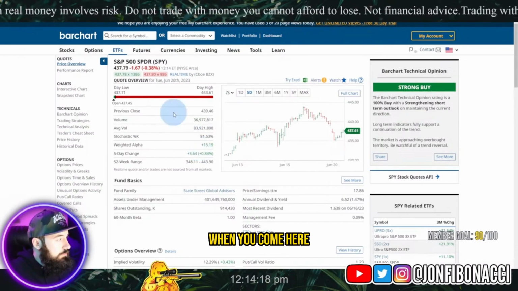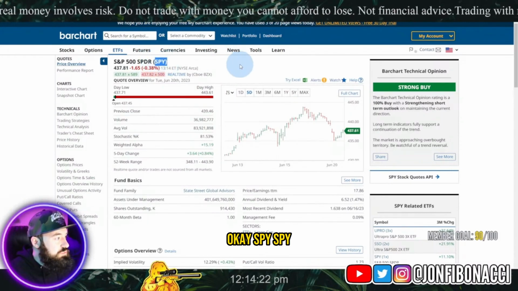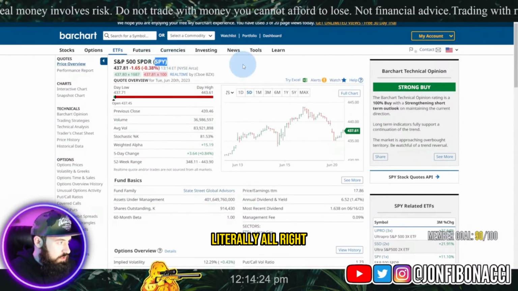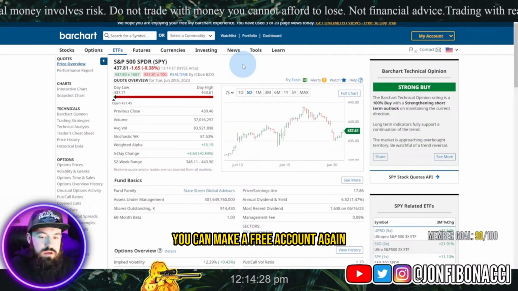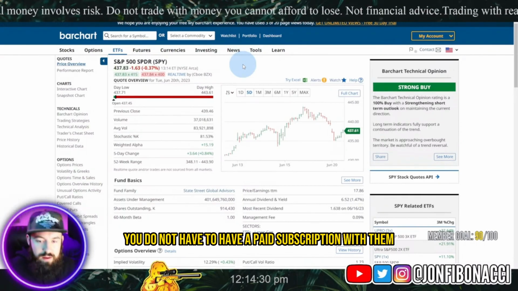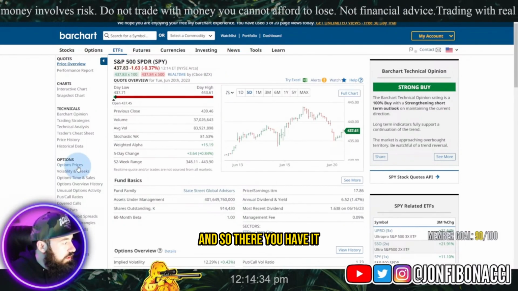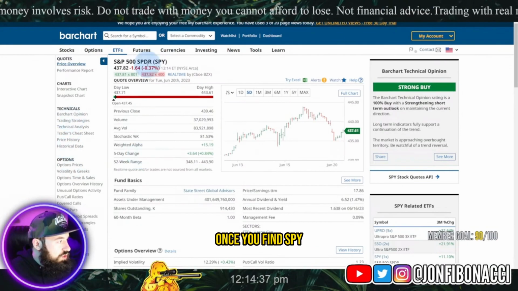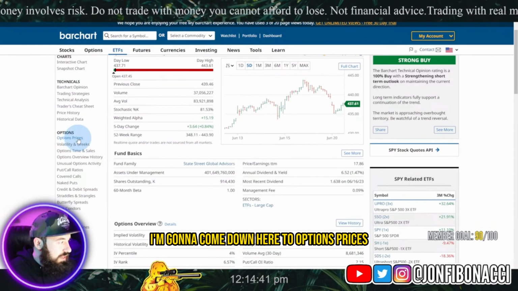When you come here, you can search for a symbol. I search for SPY. Okay, SPY. Literally. All right. Now, you might have to log in to get the options prices. That's okay. You can make a free account. Again, you do not have to have a paid subscription with them. I don't have a paid subscription with them. And so there you have it. Once you find SPY, I'm going to come down here to options prices.